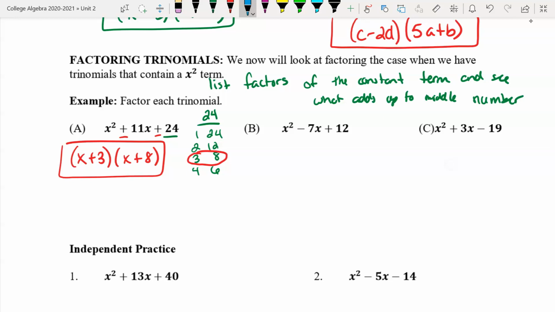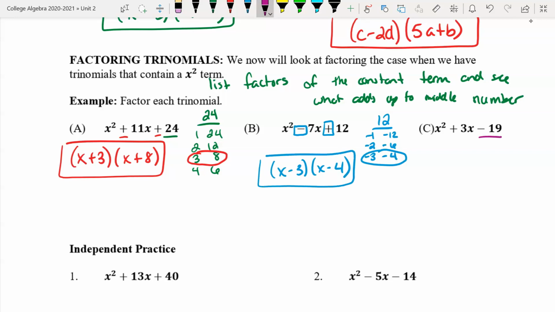B is a little bit harder because of the factors of 12. However, if the middle sign is a negative and this is a positive, I'm multiplying two negative numbers together. Now, which of those is going to add up to -7? Hopefully you said -3 and -4, so this factors into x minus 3, x minus 4.